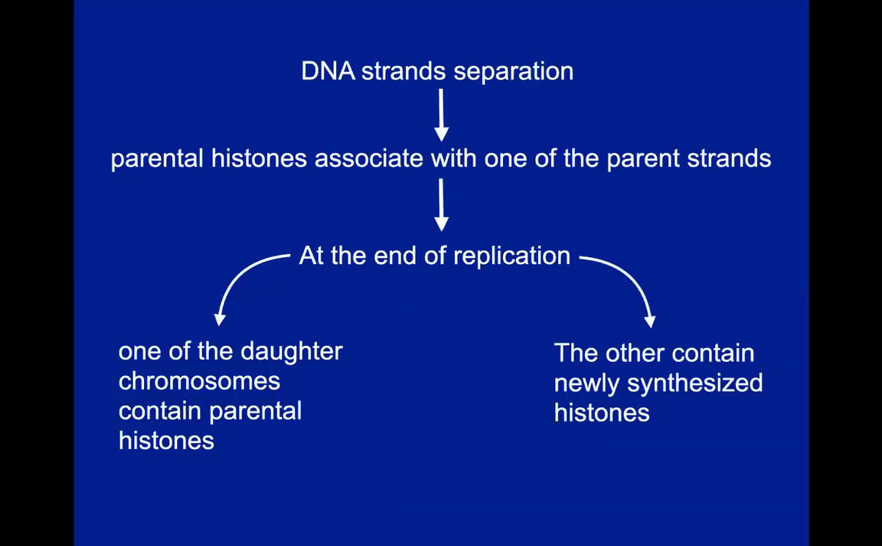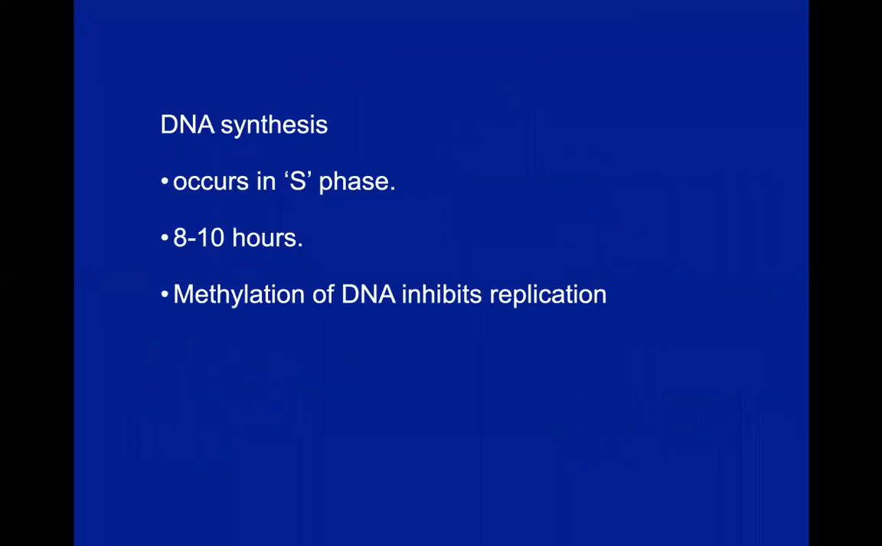So during separation, parental histones also associate with one of the parental strands. Then new histones will be with one of the newly synthesized strands. So one of the daughter chromosomes contains parental histones, the other one contains newly synthesized histones. So this DNA synthesis occurs in S phase, 8 to 10 hours. Methylation of DNA inhibits replication.